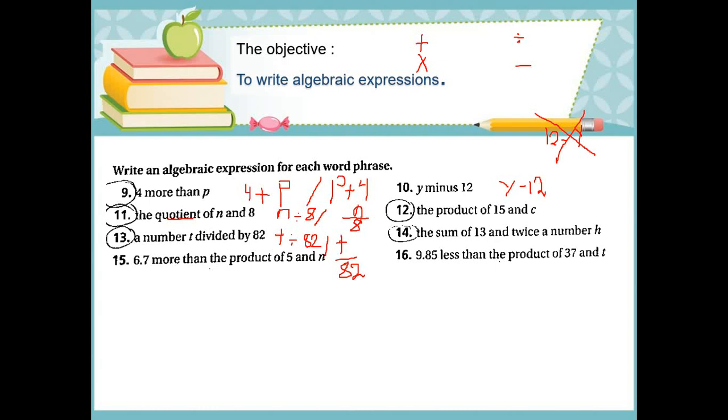6.7 more than the product. So this is "more than," which means plus, 6.7 plus the product, the multiplication, of 5 times n. So 5n.